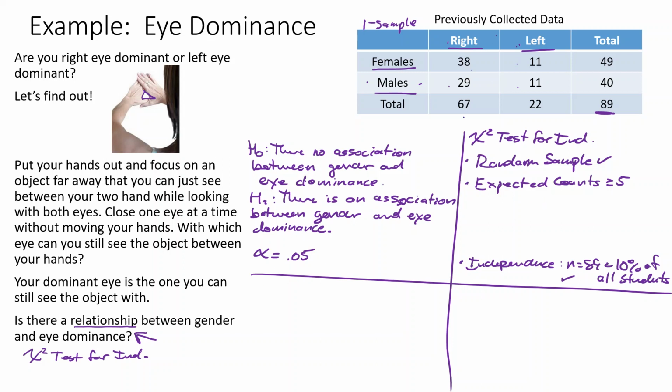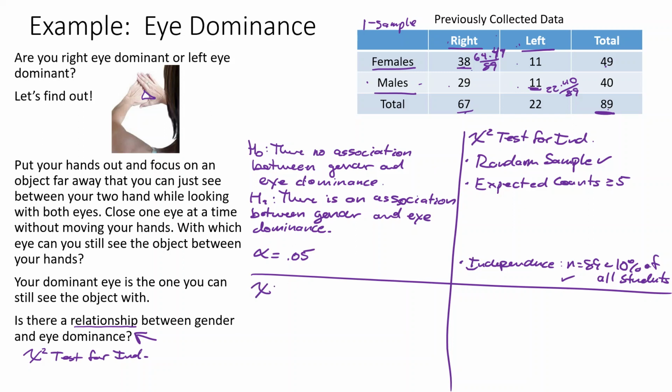All right, we could calculate it. The way we would calculate it for this one here is 67 times 49 divided by 89. This one here would be 22 times 40 divided by 89. It's the column total times the row total, divided by the table total. And that's how we do it. But the calculator is going to automatically do it for us, so we'll just wait.